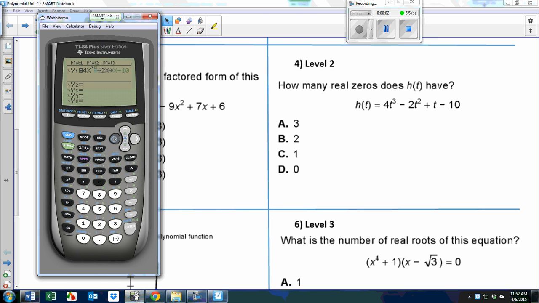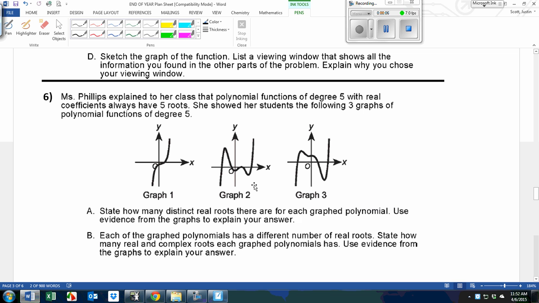All right, this video is for question number 6, which is asking you to identify real roots and complex or imaginary roots for degree 5. So the answer part of each A and B will be pretty straightforward and easy to identify once we go over these, but explaining it will require a little bit more delicacy, and being deliberate to use evidence from your graph.